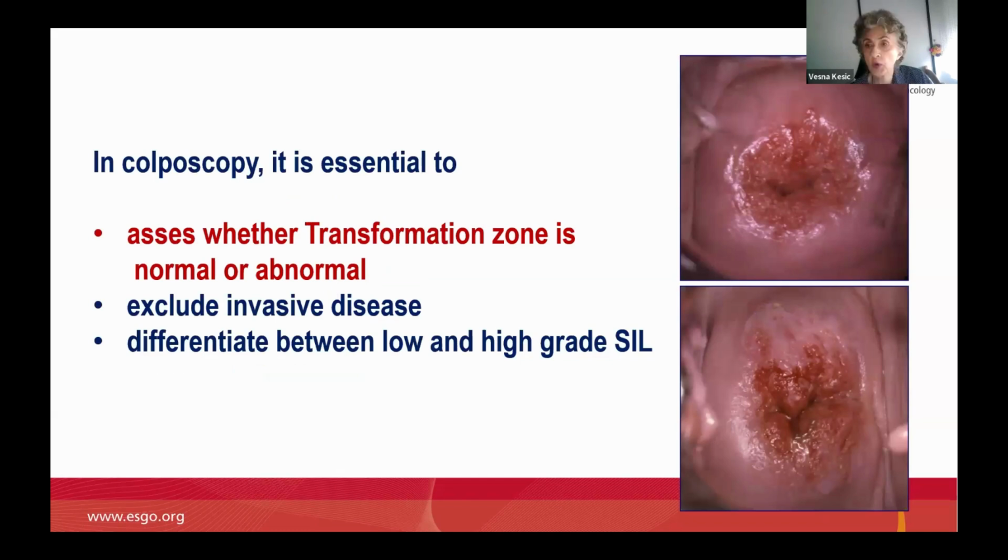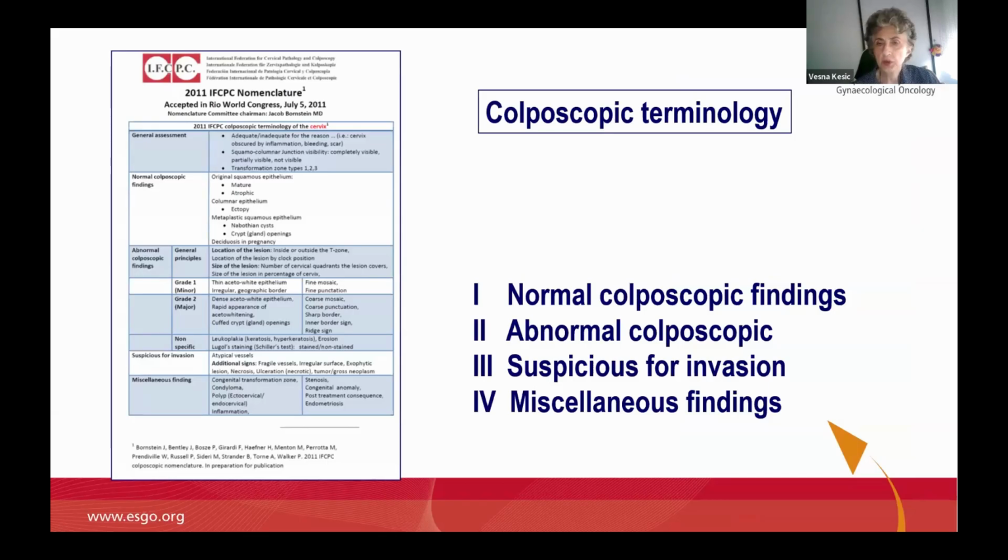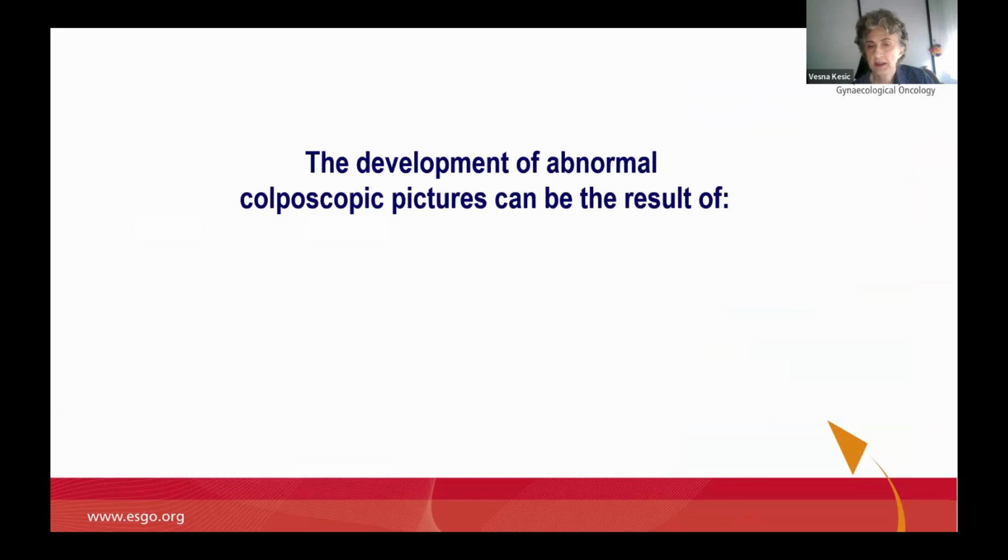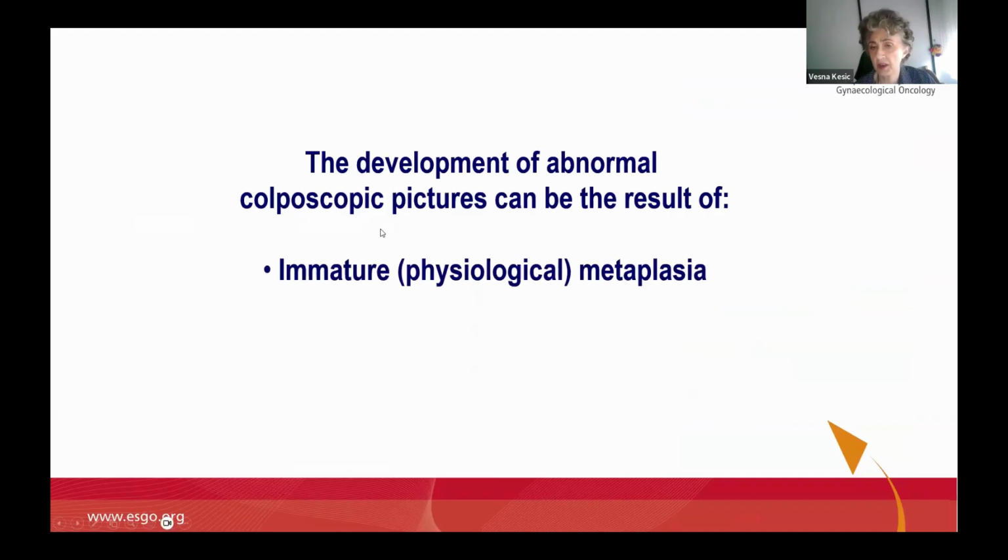The transformation zone is a very important area for us. In colposcopy, it is essential to assess whether it is normal or abnormal, then to exclude invasive disease, and finally, if we find something, to differentiate between low and high-grade squamous intraepithelial lesions. We use colposcopic terminology, which divides all findings into 4 main categories: normal findings, abnormal findings, suspicious for invasion, and miscellaneous findings.